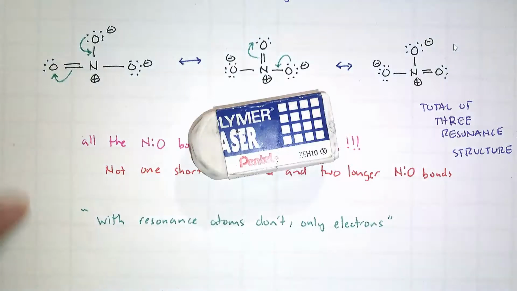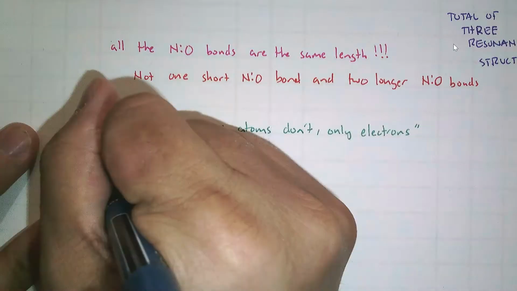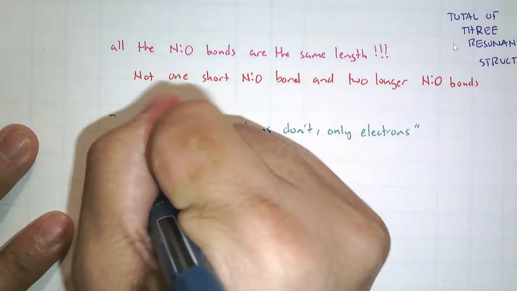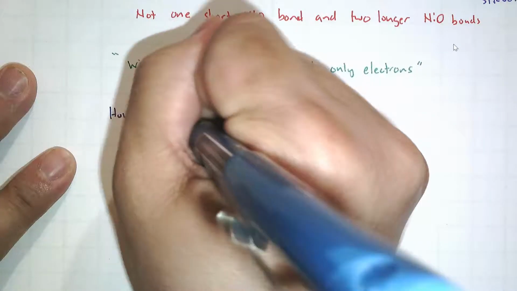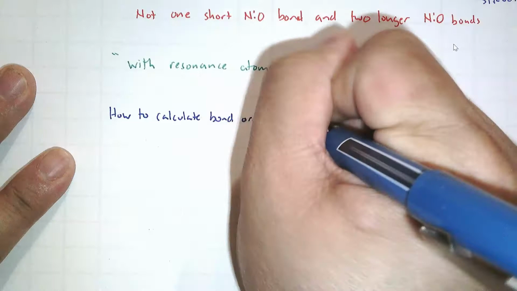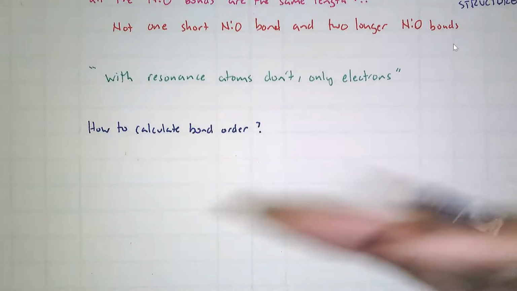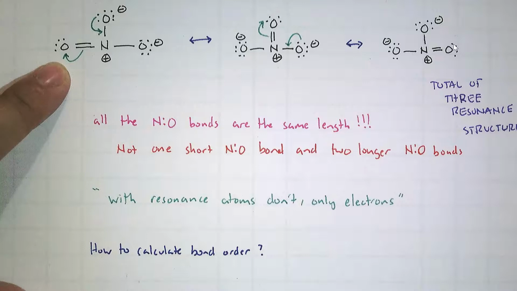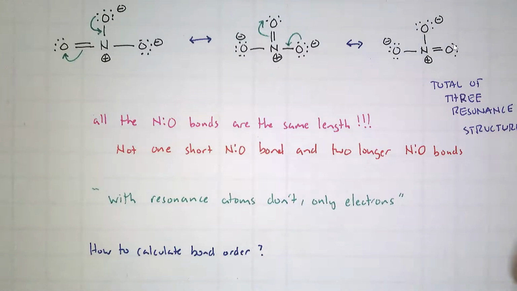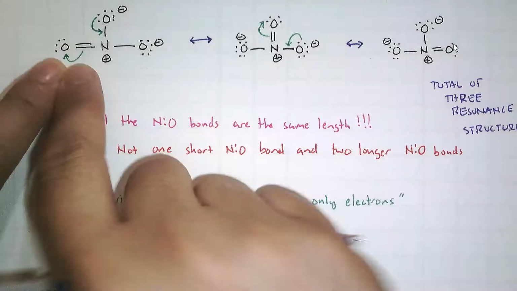Okay. Now, how do we figure out bond order? How to calculate bond order? Because it's easy when half the situation is a double bond, half the situation is a single bond. That's 1.5. But how do I figure out a nitrogen-oxygen bond in nitrate? Well, pick one of the oxygens. It doesn't matter which one. And you see, let's take the left one.